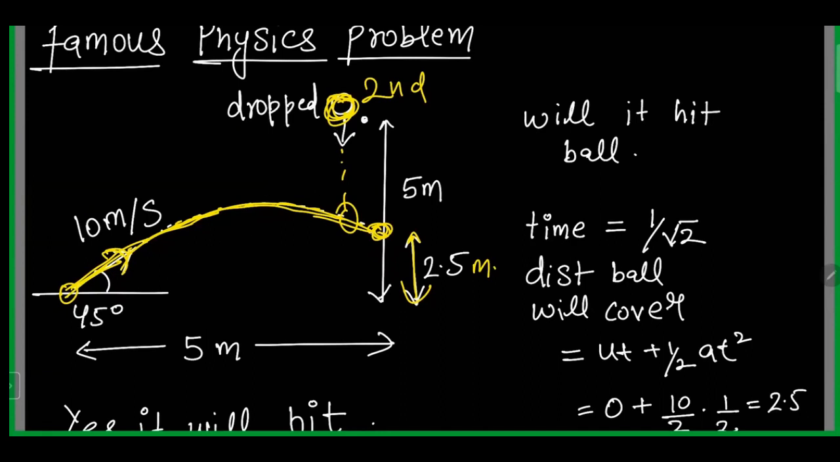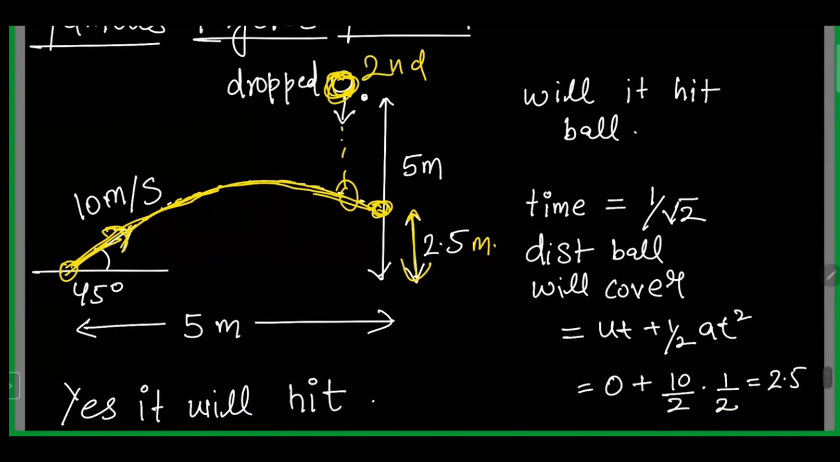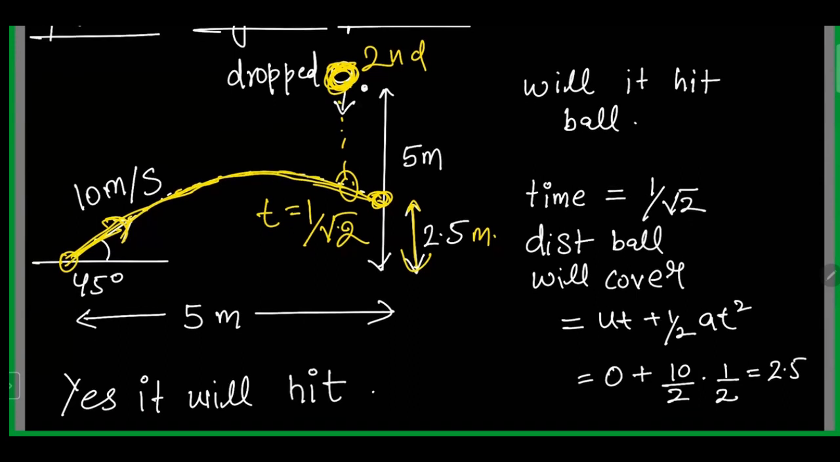So let's again do the same analysis. Now let's do the analysis for the second ball. For the second ball, we know that this ball will reach this point at time 1 by root 2. Same as last question, nothing has changed. So how much distance will this ball cover in 1 by root 2? Let's find out.